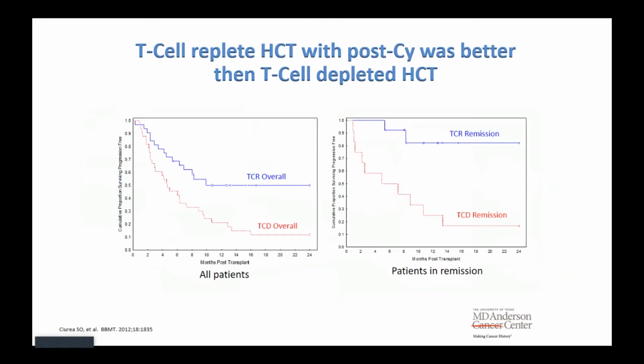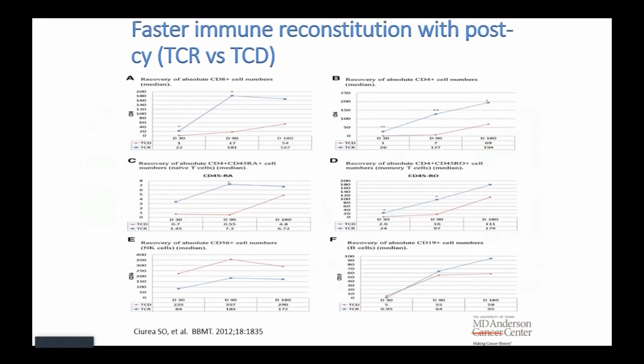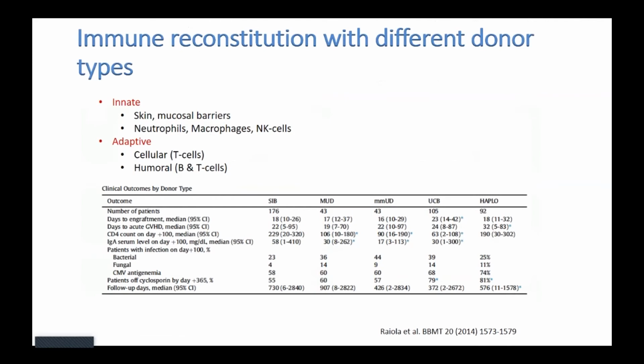Our institutional data shows that the T cell replete grafts are associated with better survival when done with post-transplant cyclophosphamide. The immune reconstitution is also better with T cell replete grafts as compared to T cell depleted grafts, something that is expected. A little more on the immune reconstitution after haploidentical transplants. It remains an important issue.